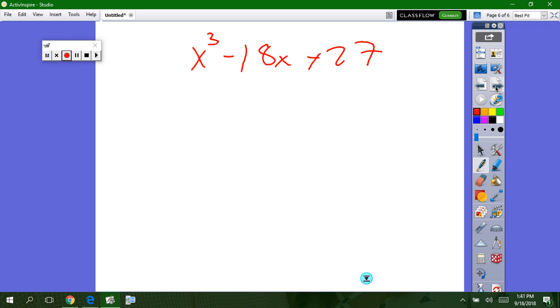Okay, ladies and gentlemen, let's find our possible rational zeros. Let's let you try on your own. Find your possible rational zeros. It'd be a pretty quick thing. Not our positive or negative zeros, our possible rational zeros.